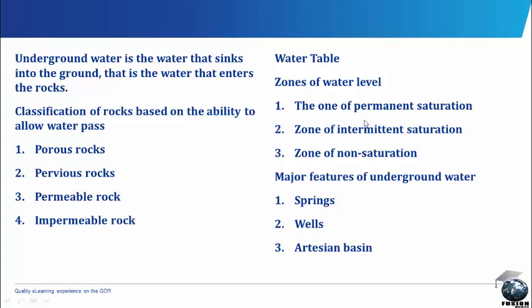3. Artesian basin. An artesian basin consists of a layer of permeable rock lying between 2 layers of impermeable rocks such that the whole forms a shallow syncline with one or both ends of the permeable rock layer exposed to the surface.